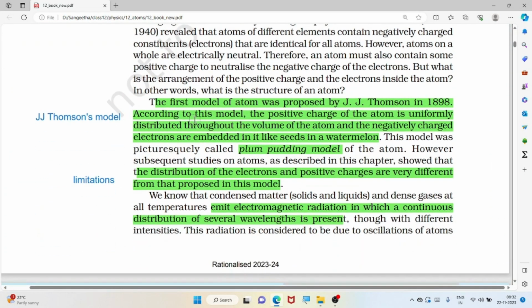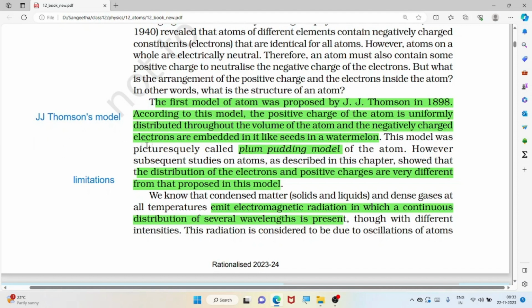This is J.J. Thomson's model of the atom. According to this model, the positive charge of an atom is uniformly distributed through the volume of the atom, and the negatively charged electrons are embedded like seeds in a watermelon. It is called the plum pudding model.